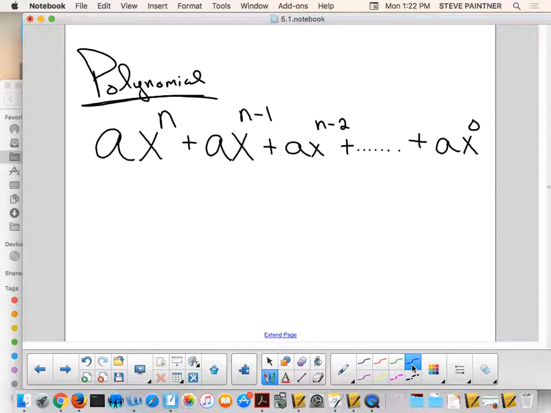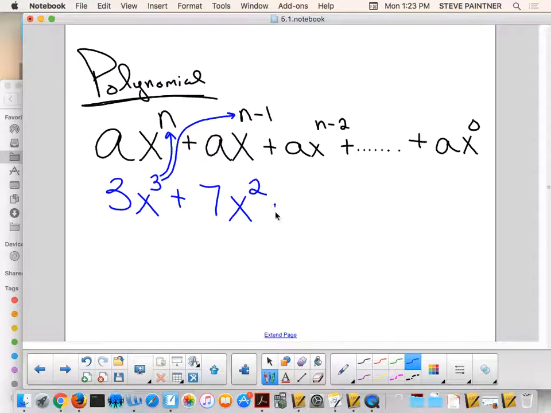Here's a quick example of what I'm saying. Ax to the n could have been 3x to the third. You should write this down. This is your example, 3x to the third, plus another coefficient like 7x to the second, because really this 3 goes here, and 3 minus 1 is 2. Plus 5, x to the what? 1. Yeah, because 3 minus 2 is 1, but you wouldn't have to actually put down 1. Yeah, you're right.